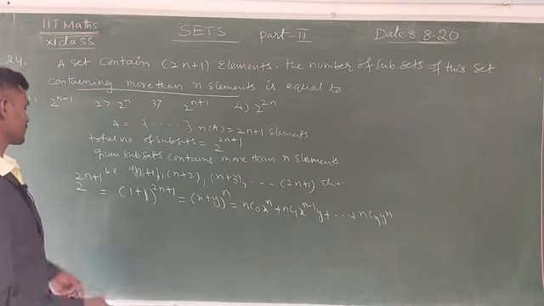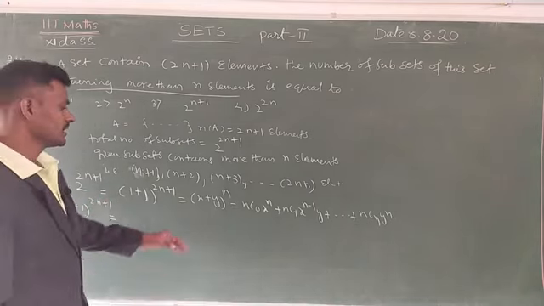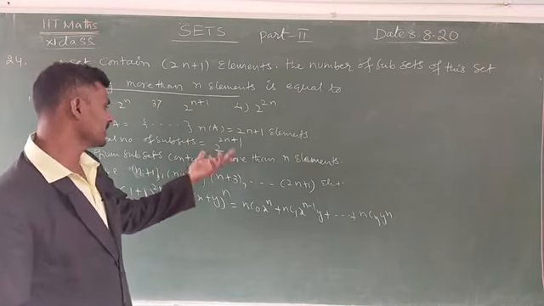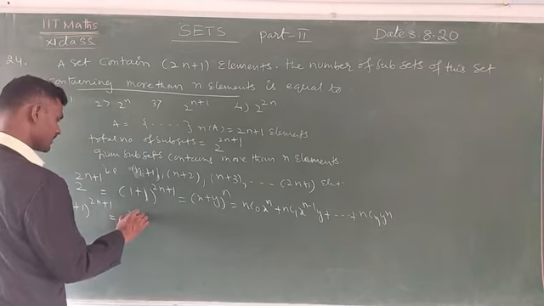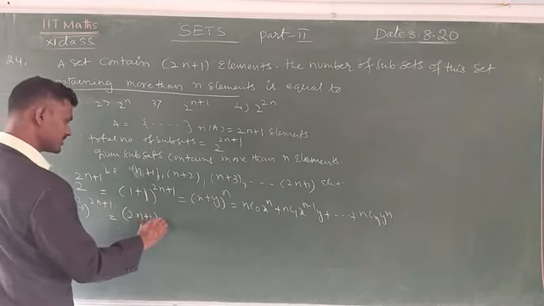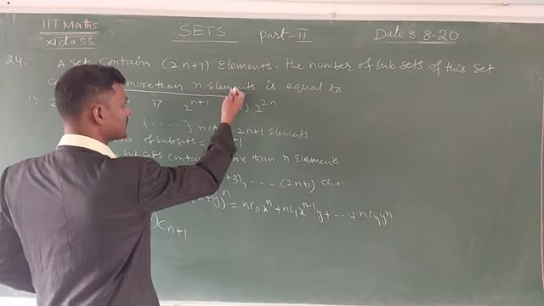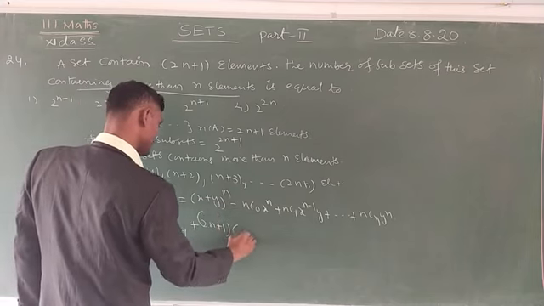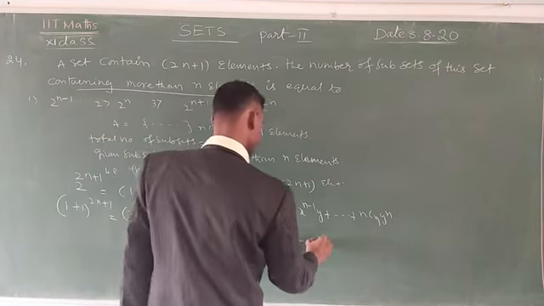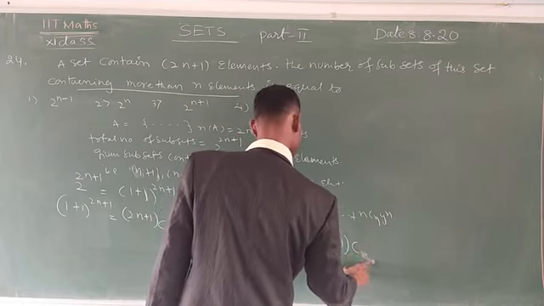Now see here, this one also you can expand: 1 plus 1 whole power 2n plus 1. But here, don't take nC0. Why? Because it contains more than n elements in subsets. That means n plus 1 onwards you have to take here. That means 2n plus 1 C n plus 1 elements. Before n elements don't take it. Why? Because it contains more than n elements. That's why n plus 1. Next 2n plus 1 C n plus 2, up to so on, 2n plus 1 C 2n plus 1 only.